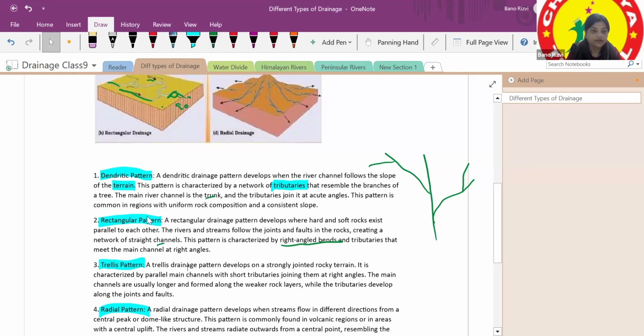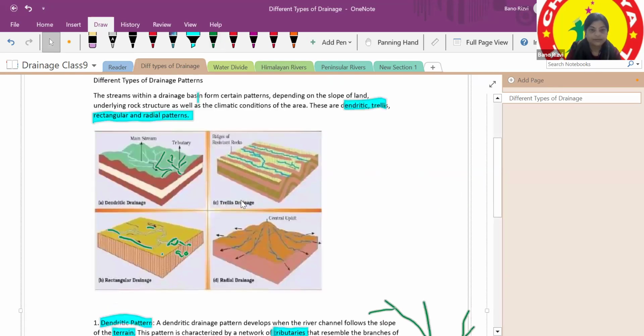Next, we have the trellis pattern. The trellis drainage pattern develops on a strongly jointed rocky terrain. It is characterized by parallel main channels and short tributaries joining them at right angles. So let us see here. This is the way it is flowing, and then it is joined at right angles.